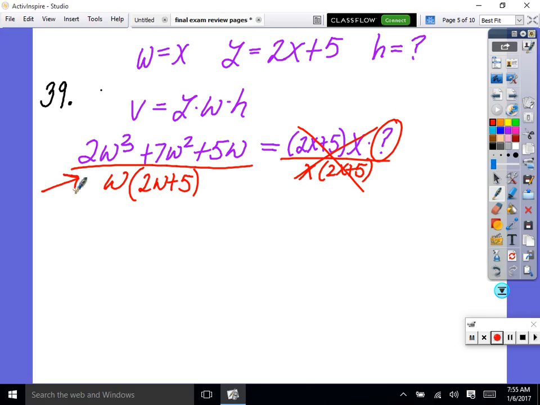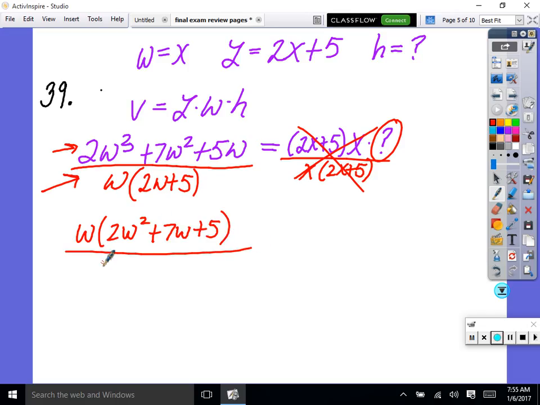To simplify something like this, we factor it out, divide out exact factors. So on top, we'll factor out a w. Left is 2w squared plus 7w plus 5. On bottom, we have our w and then 2w plus 5. So then you would say, do these factor more? Well, multiplies to be a times c, which is 10, and adds up to be 7: 2 times 5.